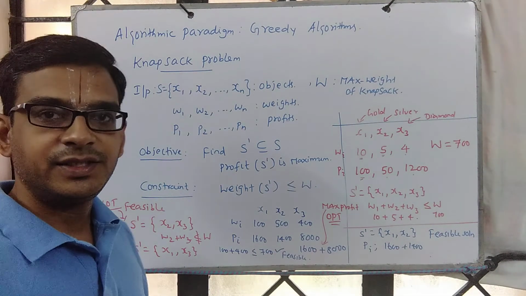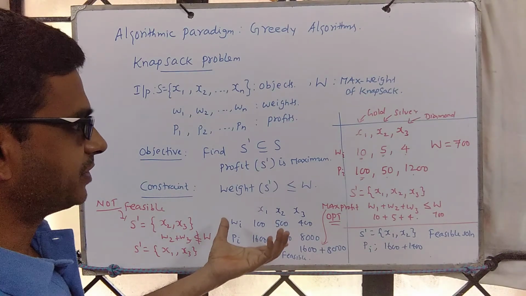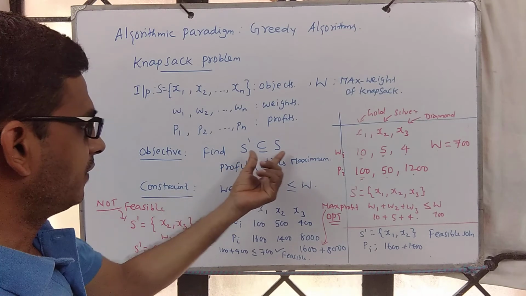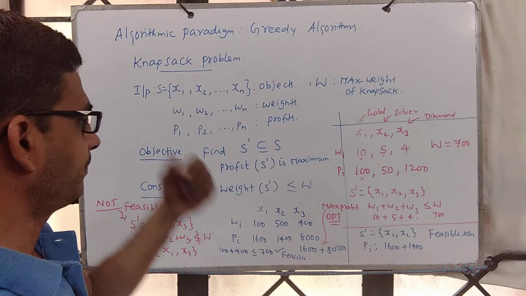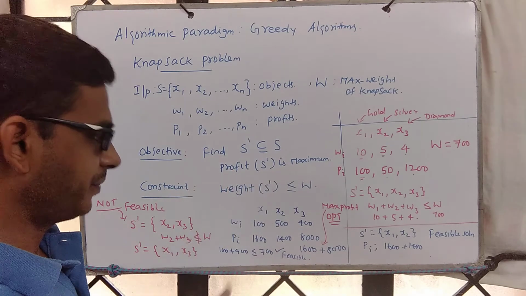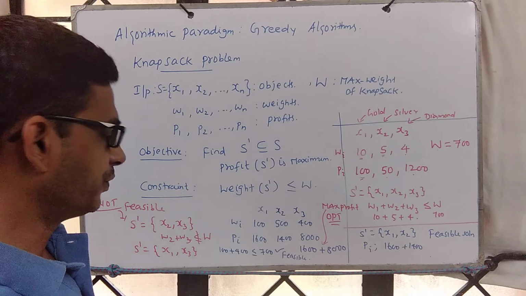Okay, so that is essentially the problem. Now it could mean any subset, right? Find a subset S prime, which is a subset of this, such that profit of S prime is maximum, and the constraint is weight of S prime is at most W.